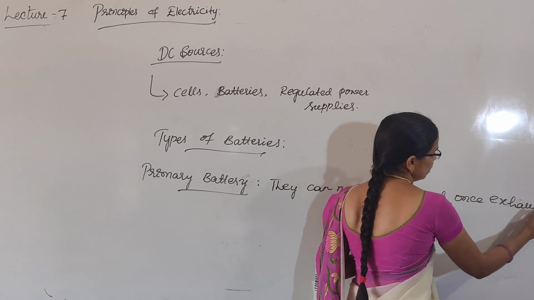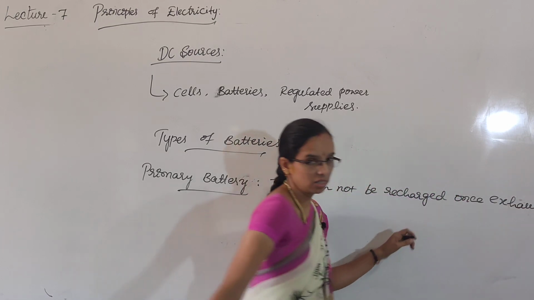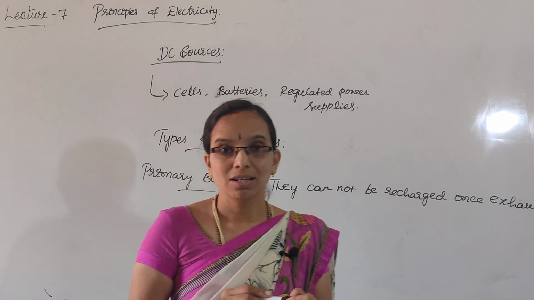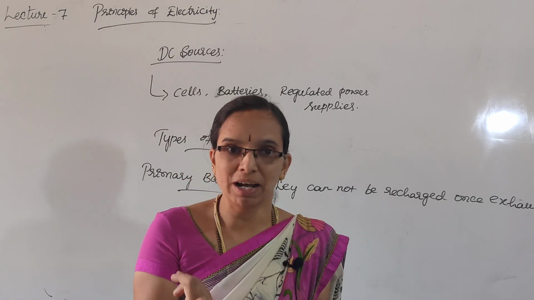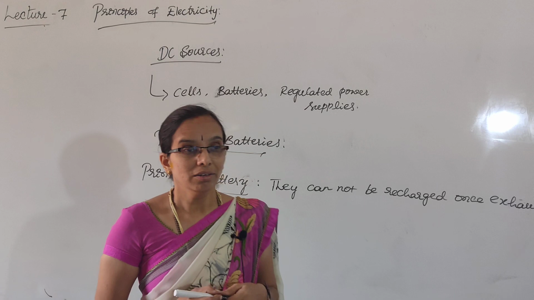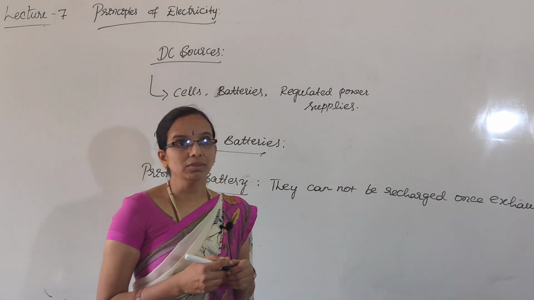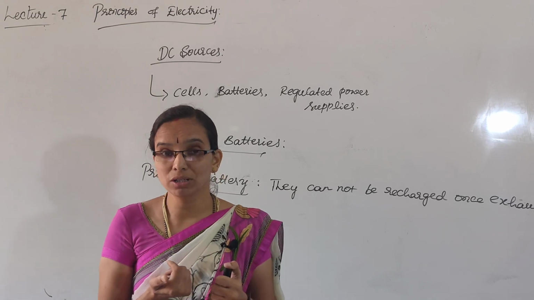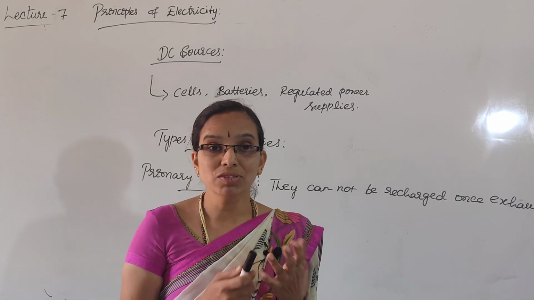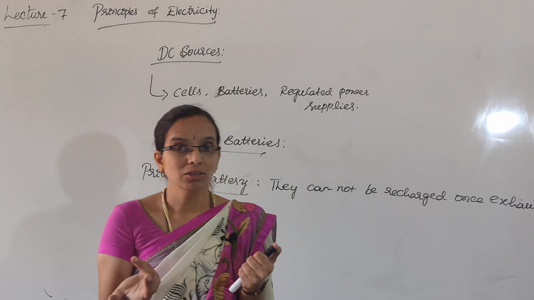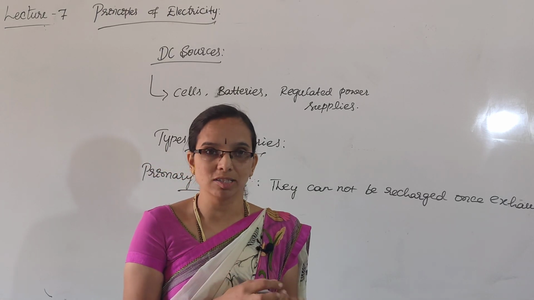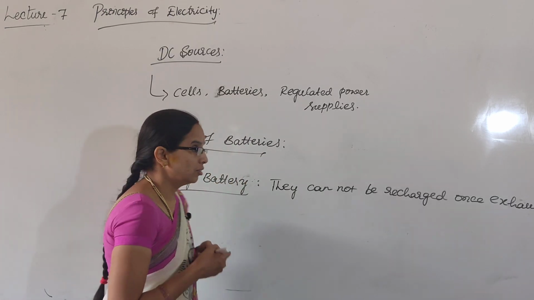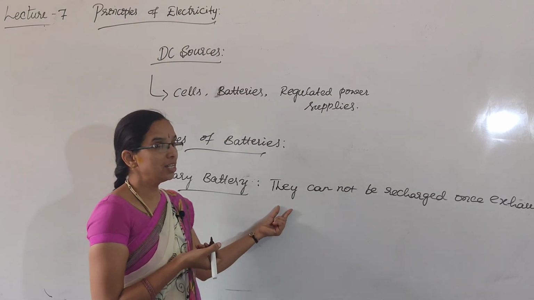Once exhausted, they cannot be recharged. That means one-time use batteries. For example, you are using them in your torch or for your TV remote controls, some batteries which can be thrown away once they are exhausted. They cannot be recharged. But they are very cheap.